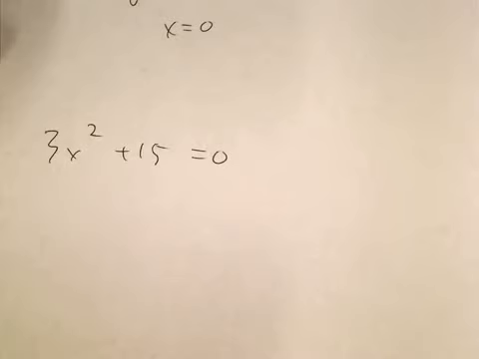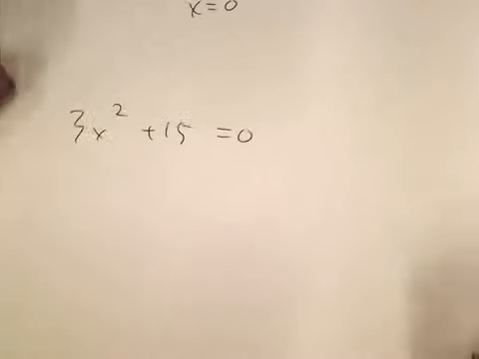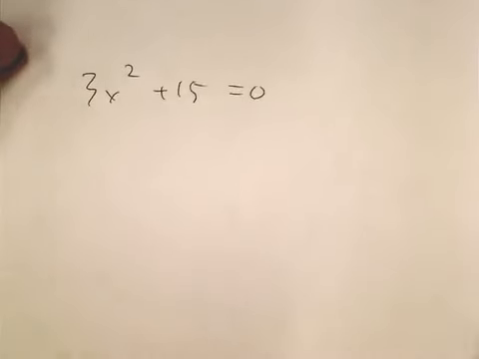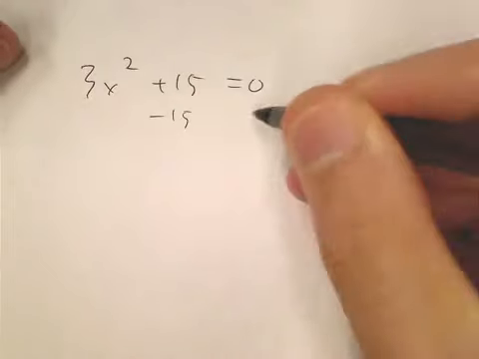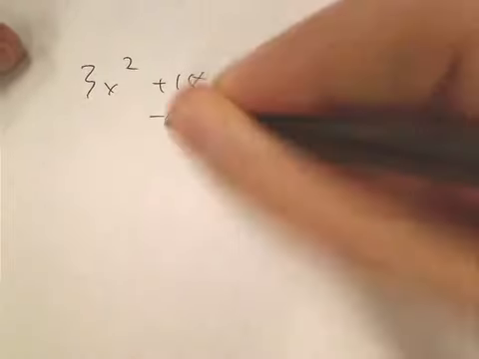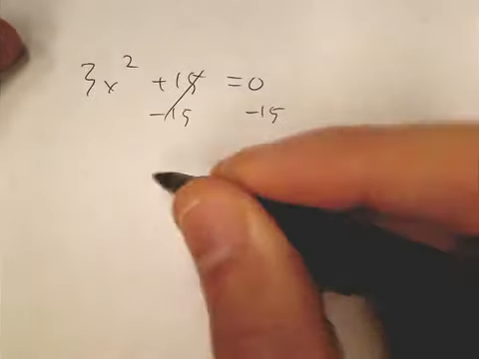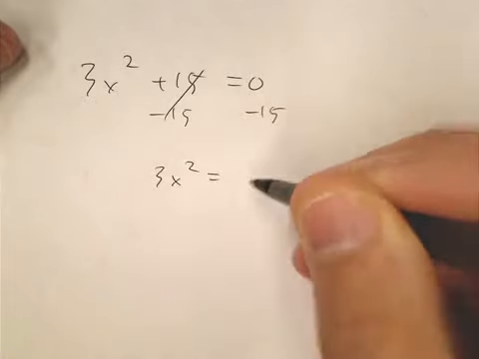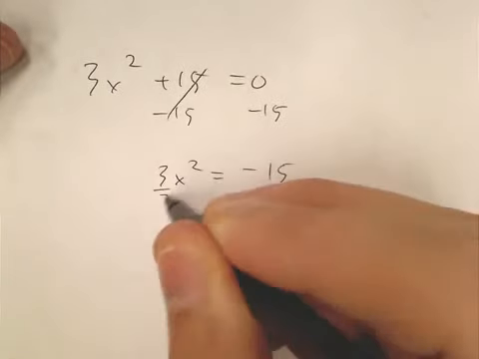Okay, and this last one, I'll give it away. There's going to be no solution here, and let me show you why. Something's going to happen that's going to anger mathematics. So start by subtracting the 15, and then divide by 3.